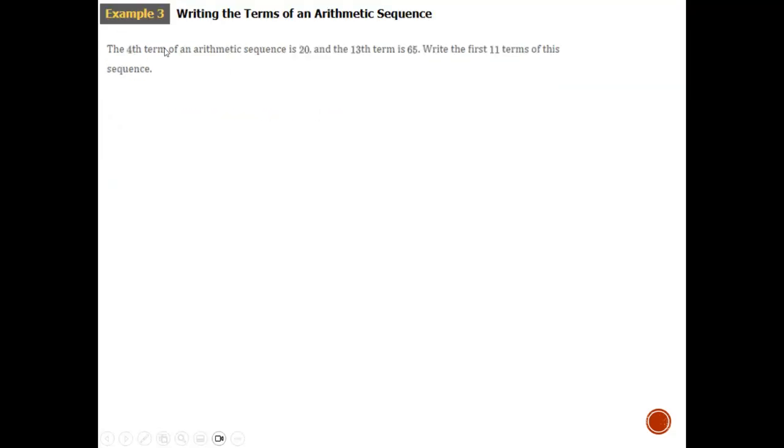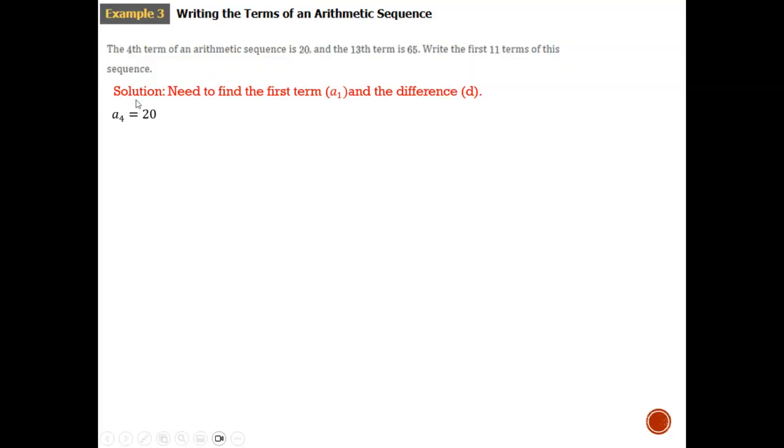Okay, let's do another one. We know that the fourth term of an arithmetic sequence is 20. The 13th term is 65, but this one's not asking for a formula. It's asking to write the first 11 terms of the sequence. Well, let's first see what we have. And well, I guess what we need is to find the first term and the difference to help us, right?